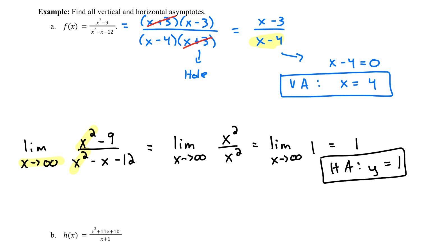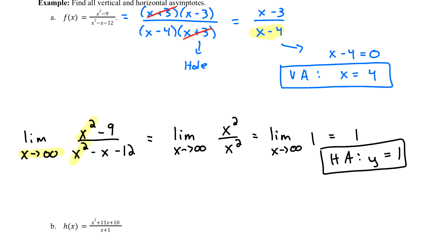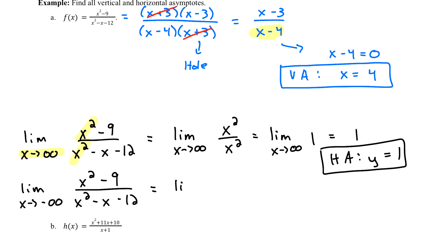Now, we could also have a horizontal asymptote in the other direction. So we could also have a horizontal asymptote as x approaches negative infinity as well. And we would approach this problem very much the same way. We'd use all the same tricks that we used last time by identifying the leading terms. So that would give us the limit as x approaches negative infinity of x squared over x squared. But it's going to simplify exactly the same way. I know that x squared over x squared, last time we said, is just 1. So this limit would also be 1.